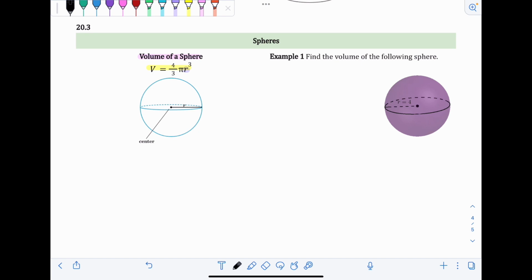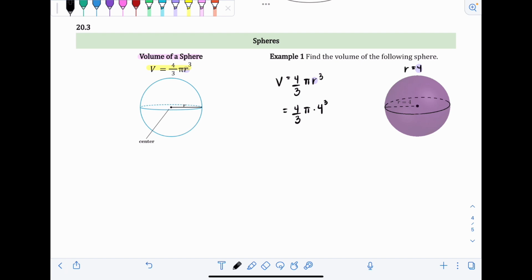So example 1, find the volume of the following sphere. It's kind of dark, so if you can't see it, the radius is 4. Say r equals 4. And then our formula for finding the volume is V equals 4/3 times pi r cubed. And in this case, the radius is 4, so we're going to put a 4 in there for r. So it'll be equals 4/3 times pi times 4 to the third power.